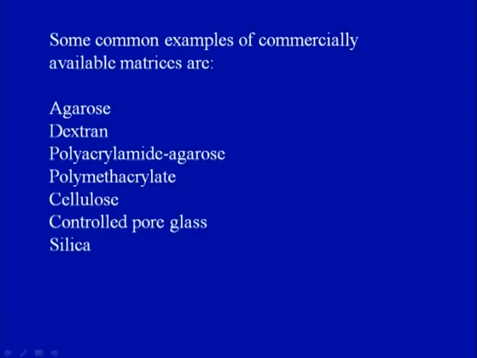Now, a lot of different kinds of matrices are used. Commonly used matrices include agarose, dextran, polymethacrylate, polyacrylamide, cellulose, controlled pore glass, silica and so on. So, there are a whole lot of different matrices available. Now, once this matrix is chosen, it has to be pre-activated and then the ligand has to be put in. Now, many times one needs to put in a spacer arm.